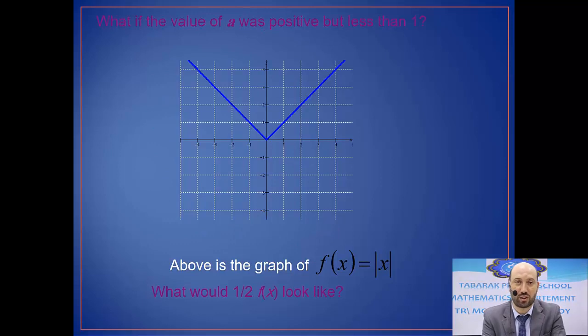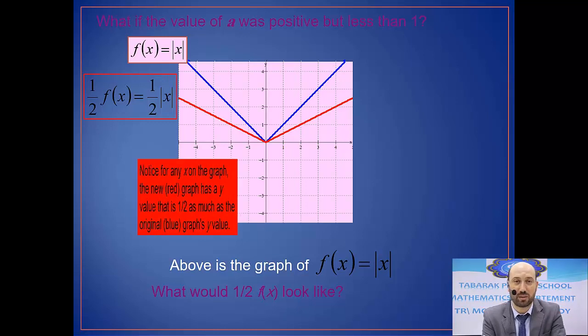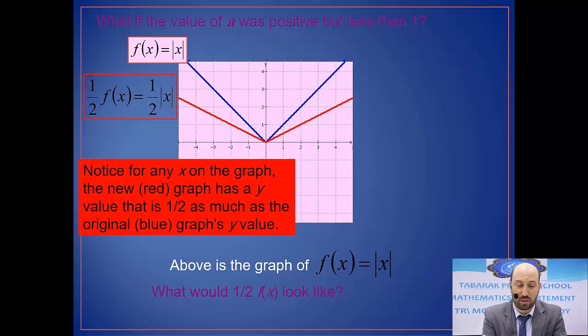We said that if we have an integer greater than 1, it becomes closer to the y-axis. If we have a number multiplied by the function that is greater than 1, it is nearer to the y-axis, but if it's smaller than 1, it becomes farther away from the y-axis, like the red one. It was blue and becomes red, half modulus of x, or half of f(x). That means for any x on the graph, the new red graph has a y value that is half as much as the original blue graph's y value.